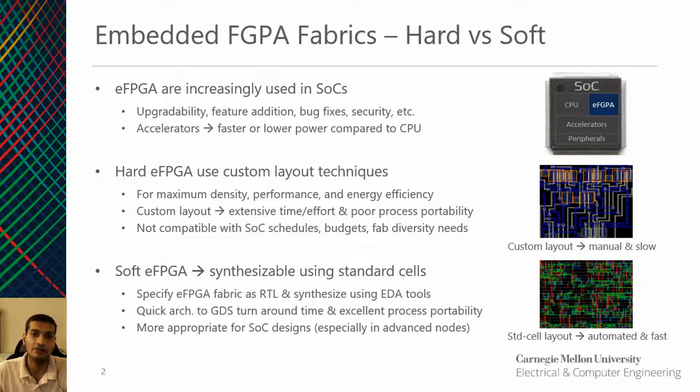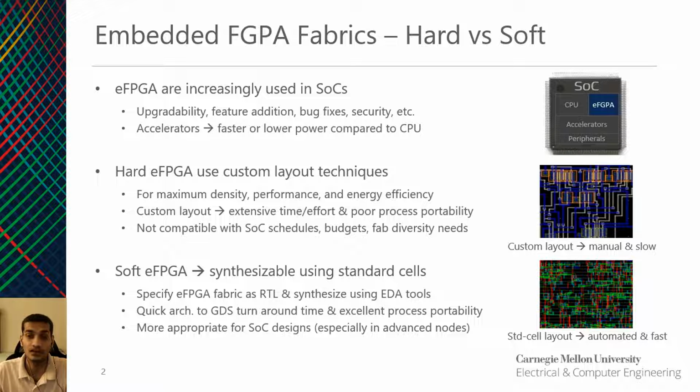Embedded FPGA fabrics are increasingly used in SoC designs as they offer a number of advantages including upgradability, feature addition, bug fixes, and security. eFPGAs are also used as accelerators in SoCs as they offer faster performance and lower power compared to CPU. eFPGA fabrics used in SoC fall into two categories, hard or soft fabric.